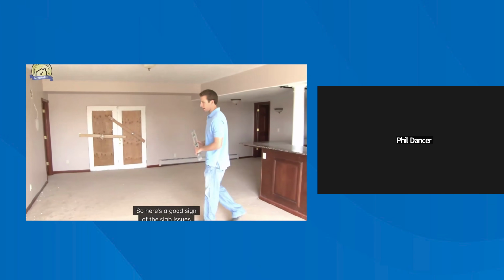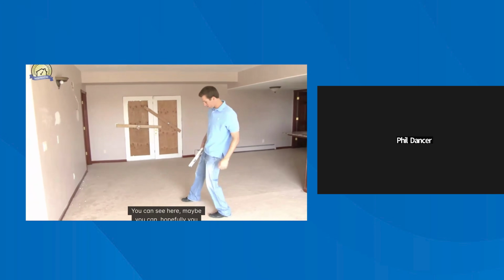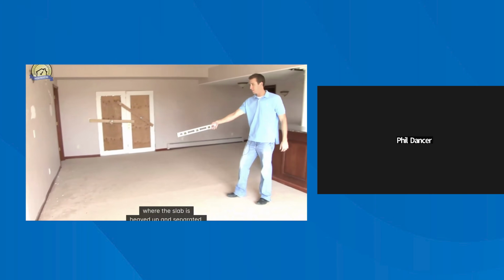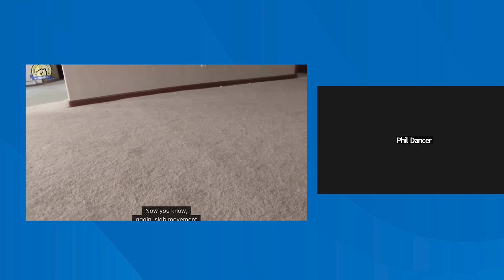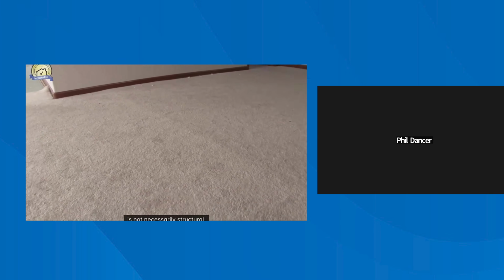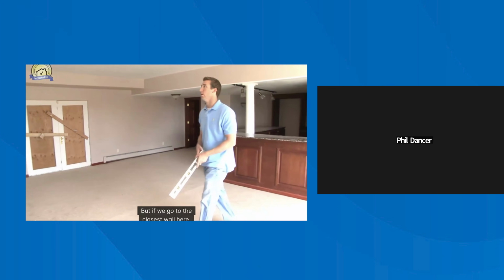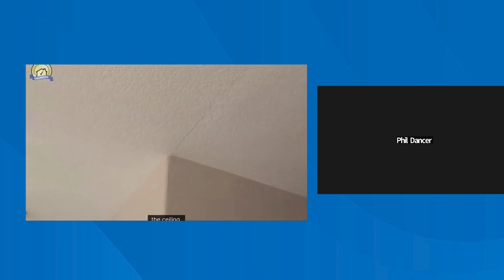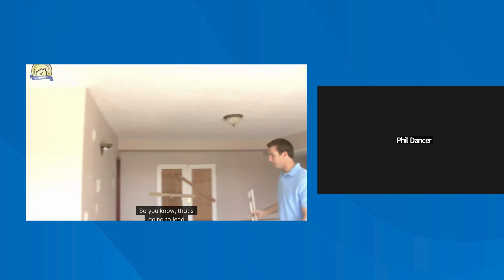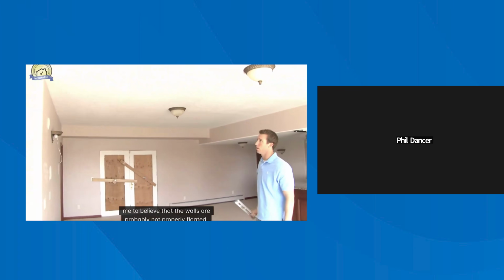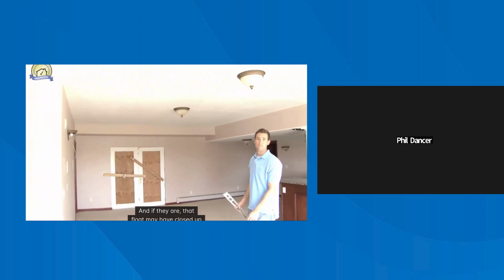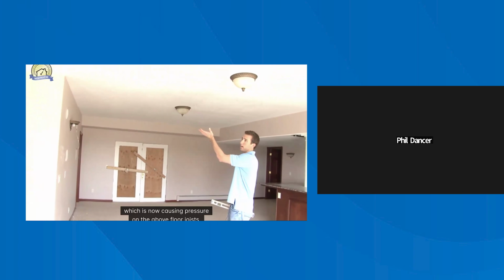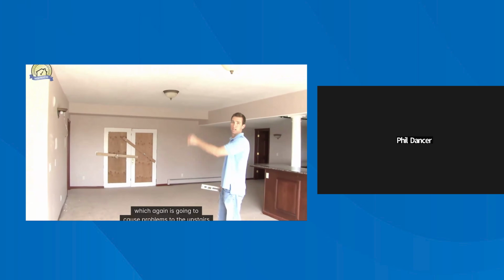So here's a good sign of the slab issues we were talking about. You can see here, hopefully you can see on the camera, there's a ridge going right through the floor where the slab is heaved up and separated. Again, slab movement's not necessarily structural, but if we go to the closest wall here, we see there's definitely some upward compression on this wall, where we're getting cracking going all the way through the ceiling. That leads me to believe that the walls are probably not properly floated, and if they are, that float may have closed up and is now causing pressure on that framing, which is now causing pressure on the above floor joists.